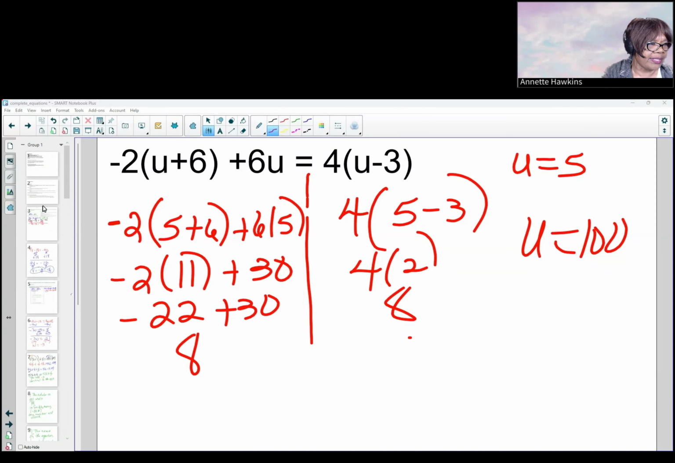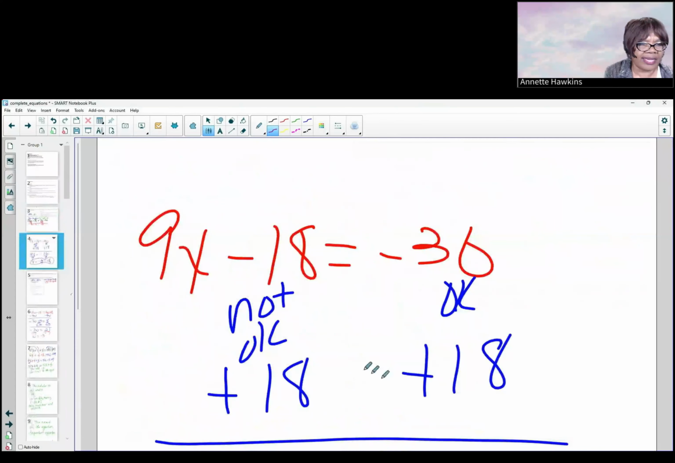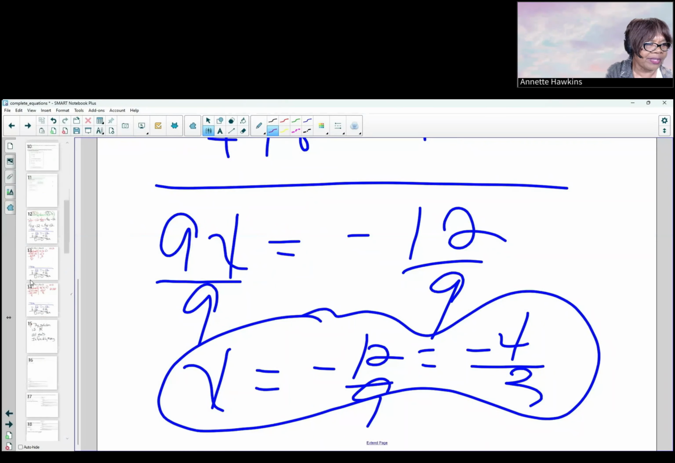So when we did this one, we got -4/3. -4/3 is the only thing that's going to work in this equation. With the last one that we worked, any number we put in there will work, okay?